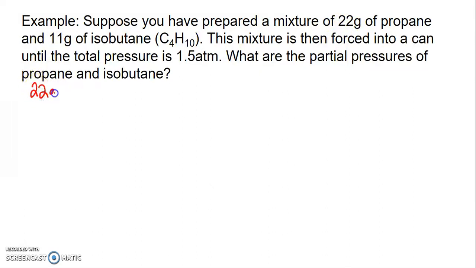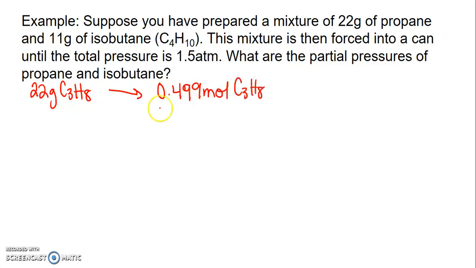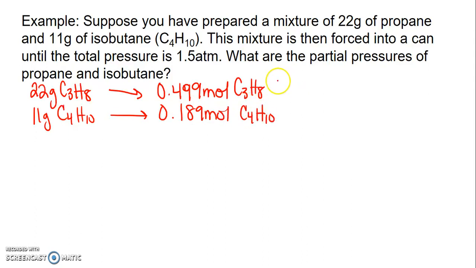If I have 22 grams of C3H8, I'm just going to do some basic stoichiometry, and I converted that to 0.499 moles. And I'm going to do the same for the 11 grams of isobutane. When you do that stoichiometry, you get 0.189 moles. And I will be needing the total moles at some point because I'm going to use that mole fraction equation. So add those together.